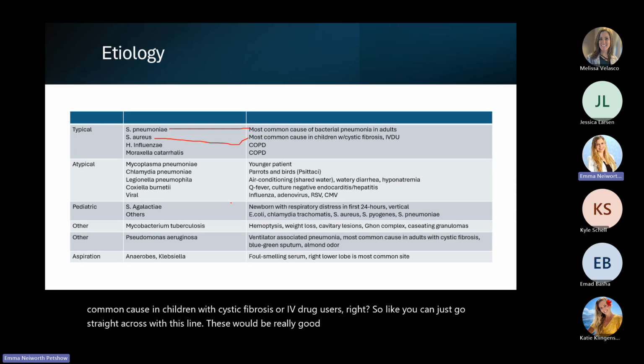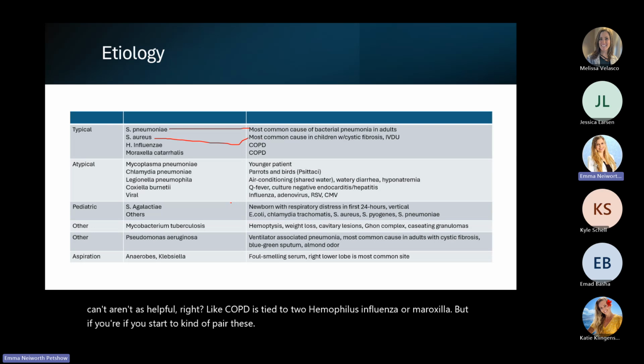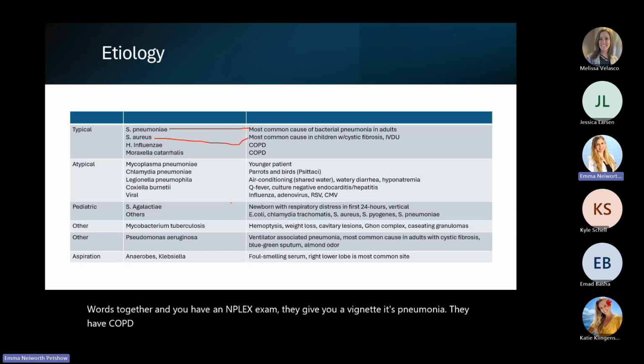These also sometimes aren't as helpful, right? Like COPD is tied to 2, Haemophilus influenza or Moraxella. But if you start to pair these words together and you have an NPLEX exam, they give you a vignette, it's pneumonia, they have COPD, you now just have 2 bugs you have to look for instead of 5 trillion, okay? So that's what this table is aimed to do. The main one to know, though, is going to be strep pneumoniae. We'll deep dive into that in a second.